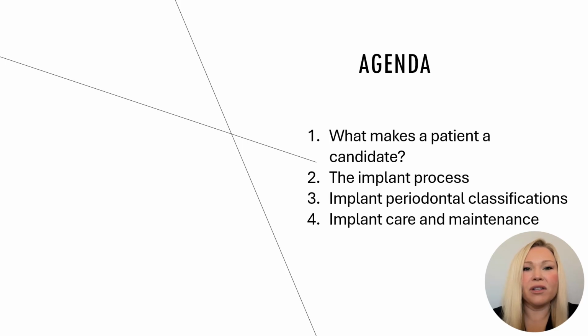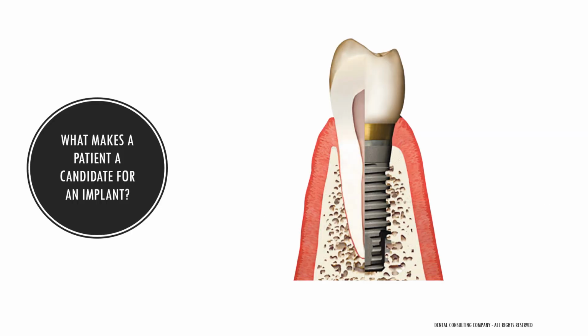Our agenda for this lucrative lunch hour is to review what makes the patient a candidate, to discuss the implant process, to review periodontal classifications of implants, and also to discuss implant care and maintenance. If you have patients in your practice that you care for, or your practice even places implants for patients, it's important that you know the process of identifying which patients are candidates, how to care and clean for them while they are in your hygiene chair, and how to help patients understand how to care for them at home.